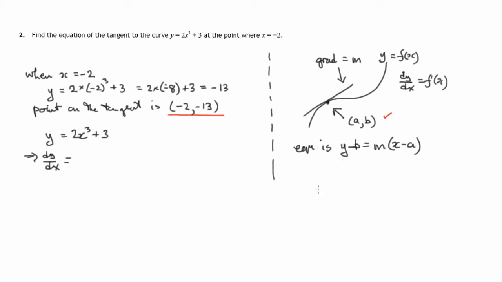Now, the rule we're using is that if y equals ax to some power, the gradient, you take the power, the index, and multiply. Any number in front just stays there, and you take 1 from the power. So there's the power, the index, goes down the front 3 times, the 2 just sits there, x to the power, we take 1 away from the power.